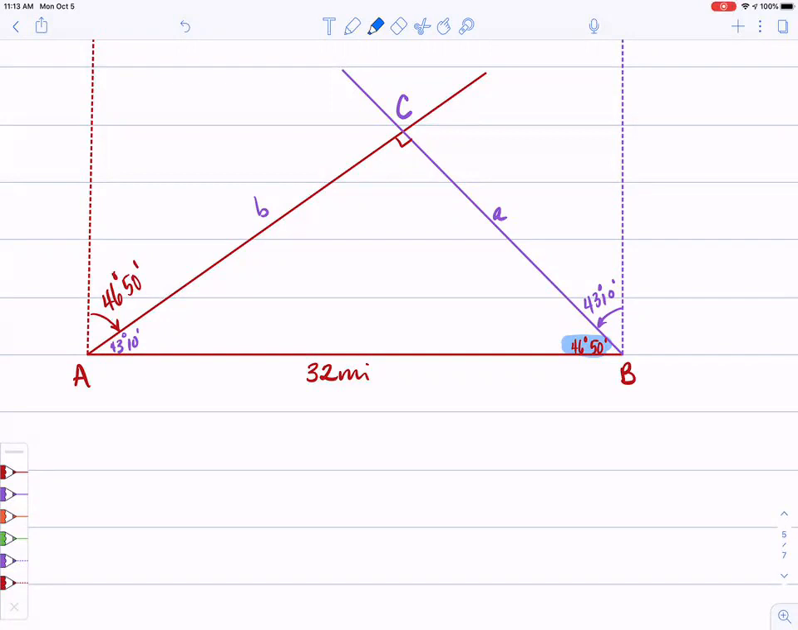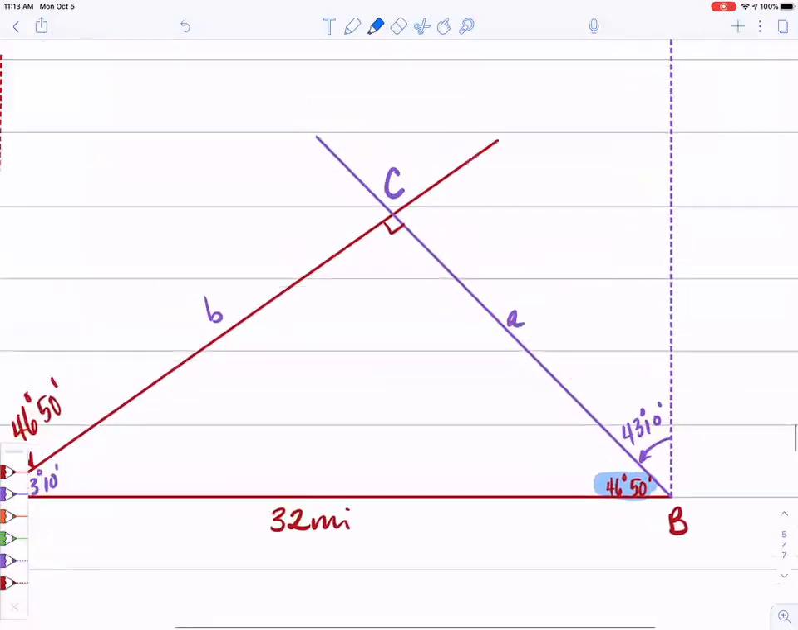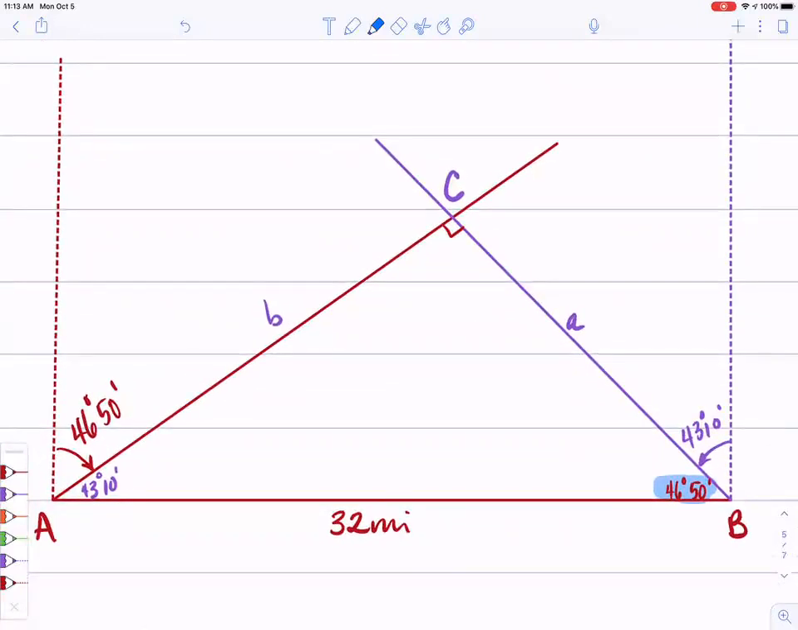If you're focused on angle B, which side is opposite? Which side is opposite the highlighted angle? Side B. Which side is adjacent? A. What is the 32? It's the hypotenuse. It's opposite the right angle. And you can't ever use the hypotenuse for an opposite or an adjacent. The hypotenuse is simply the hypotenuse. Does that make sense? Okay.